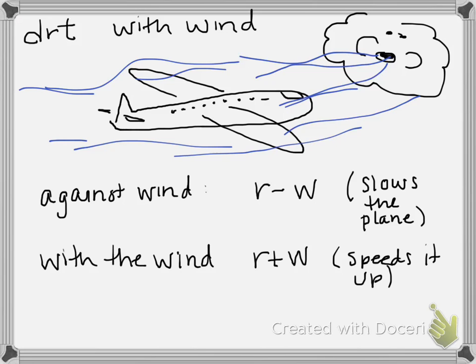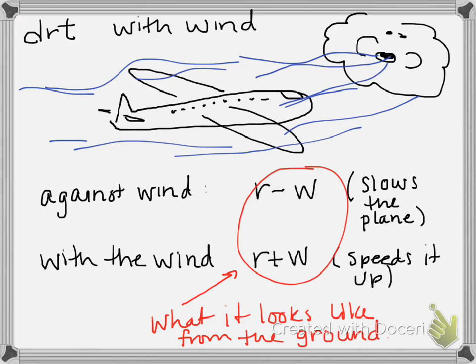Now this R minus W, or R plus W, would be the speed that it would look like from the ground. As someone standing on the ground looking up at the plane, they'd say, look how fast that plane is flying. That would be the ground speed that you would see.